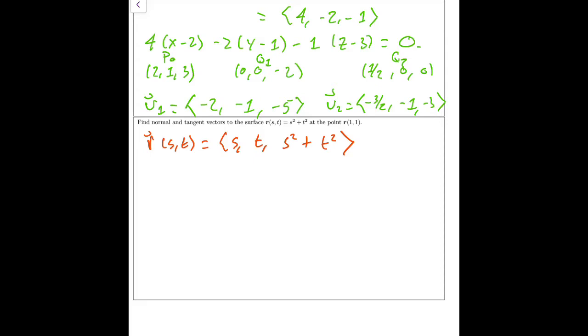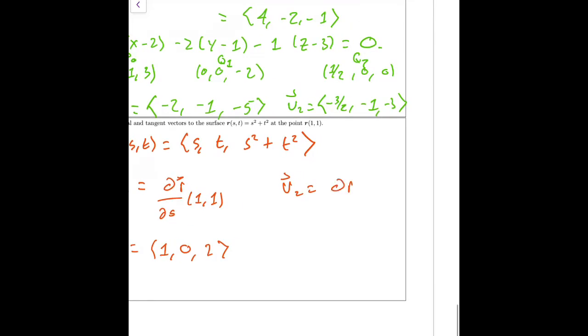Since we're given the parameterization, we'll begin with the tangent vectors. So v1 will be one tangent vector. This can be equal to the partial derivative of r with respect to s evaluated at (1, 1). What is this? Well, the partial derivative of r with respect to s is (1, 0, 2s). So if s is equal to 1, that's just equal to (1, 0, 2). And then v2, this we can take to be the partial derivative of r with respect to t, also evaluated at (1, 1). And similarly, this is (0, 1, 2).